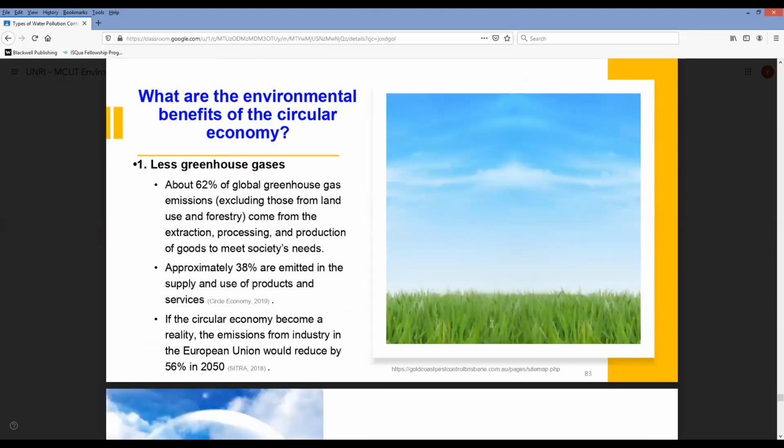And then we will have less greenhouse gases. It means our sky will look more blue, and we will be able to breathe clean air. It can also make you feel healthier. Okay, next please.